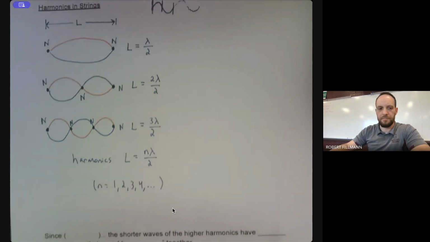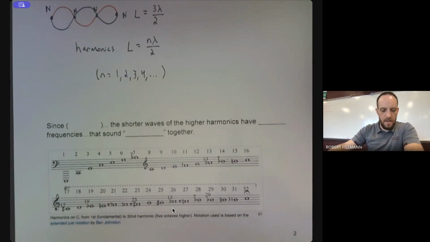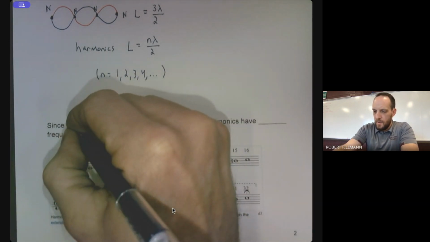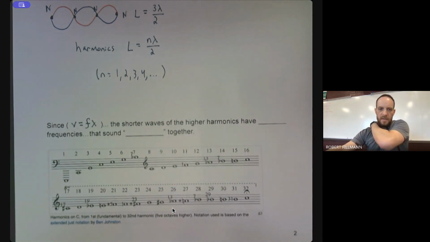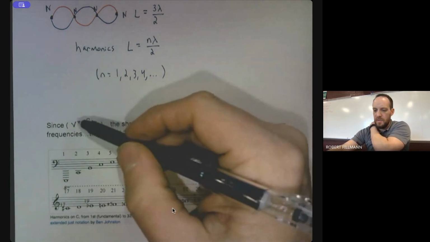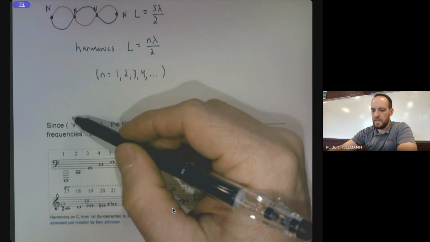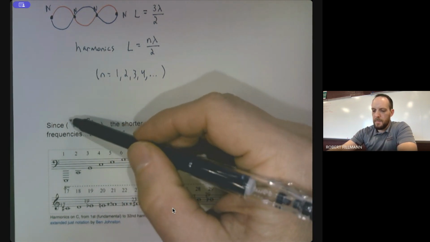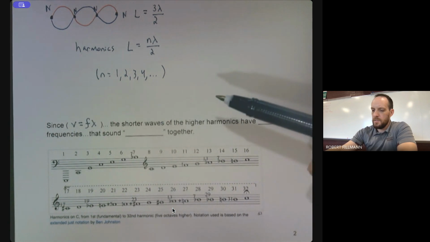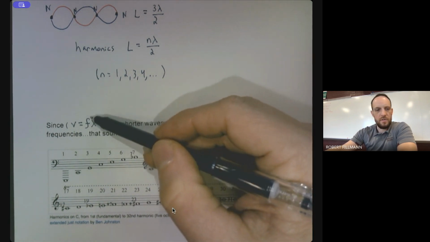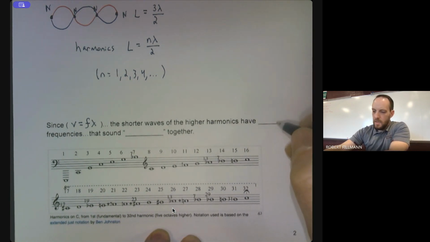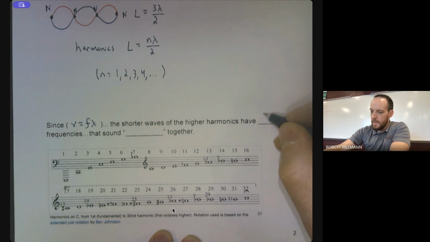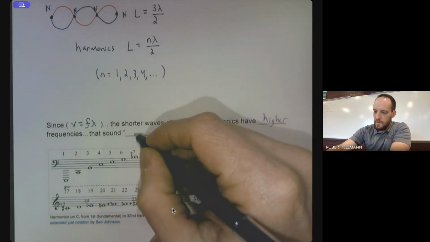So in summary, the speed of a wave is frequency times wavelength. And it's the same string in all of these cases. The speed of the wave depends on tension and the density of the string, so that's not going to change. So we have a fixed speed. That means as these waves get shorter and shorter, the frequencies have to get higher and higher. We get higher pitch sounds. The shorter waves of the higher harmonics have higher frequencies that sound good together.